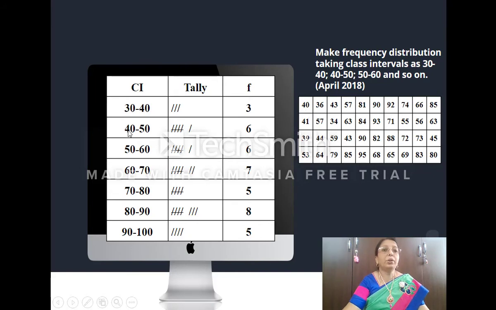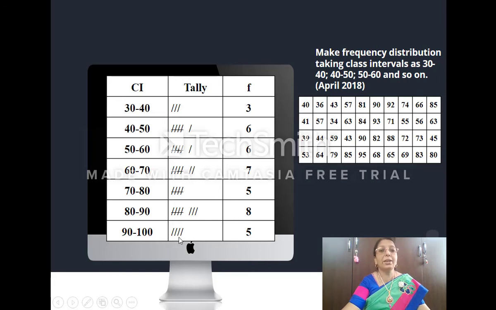40. So 40 is in the second class. So draw a slash. Then 36, which is in the first class. 43 in the second class. 57 in the third class. Then 81 between 80 and 90. So draw a slash. Then 90 in the last class interval. So draw a slash. 92 also in the last class interval, draw a slash. Then 74 within 70 to 80. So go on like this with the slashes.